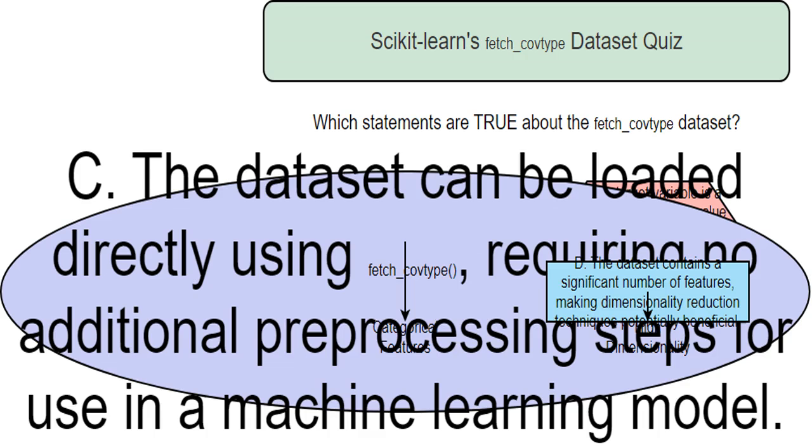This statement is true because the fetch_covtype dataset has about 54 features. That's a lot. When you have so many features, it can help to use dimensionality reduction techniques like principal component analysis, PCA. These techniques aim to reduce the number of features while preserving important information, which can help make your machine learning models faster and more accurate.